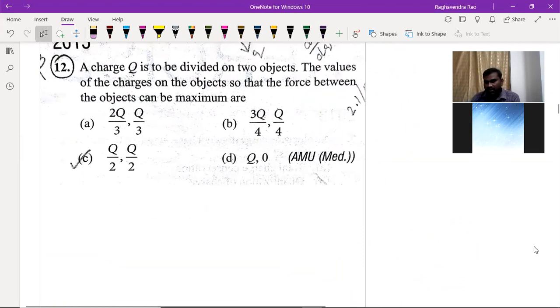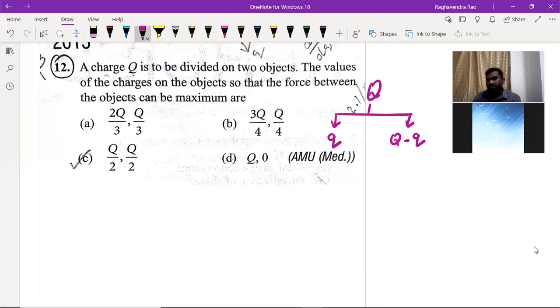A charge Q is divided into two objects. What should be the values of the charges on the objects so that the force between the objects can be maximum? So this is Q, and Q can be divided into two parts. For example, one part is q, the remaining part will be Q minus q. Now the force between these two parts will become K into q into (Q minus q) by r square, where the separation between the charges is some r.